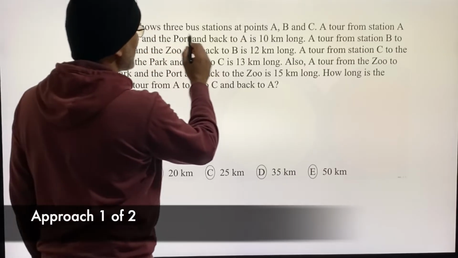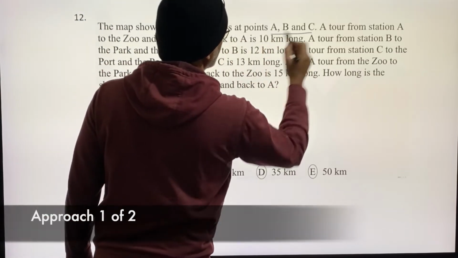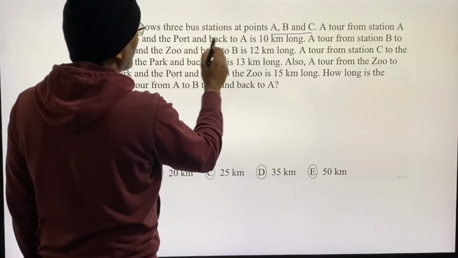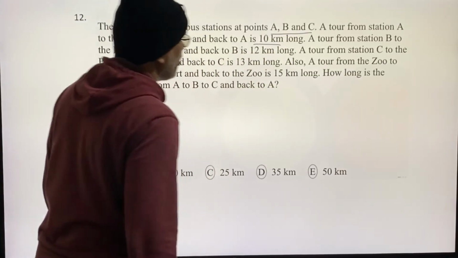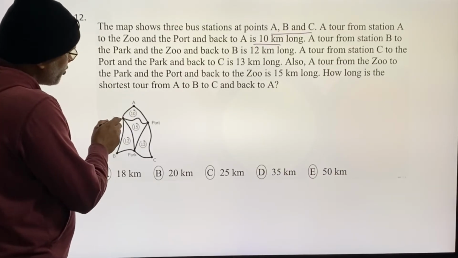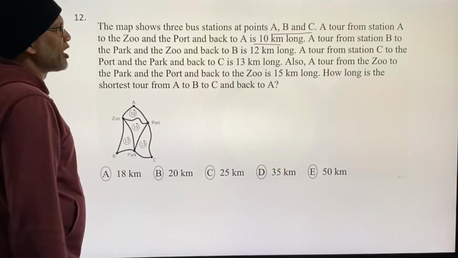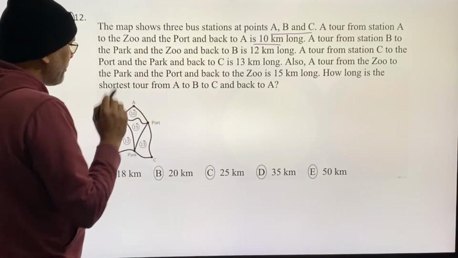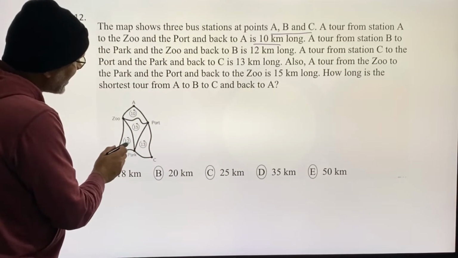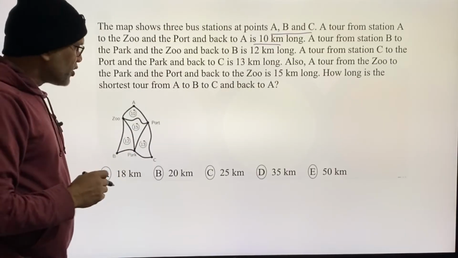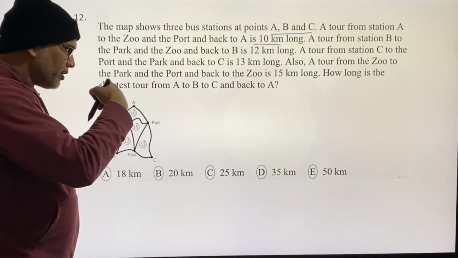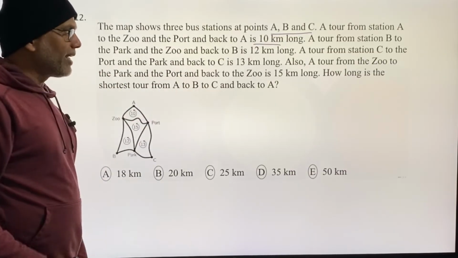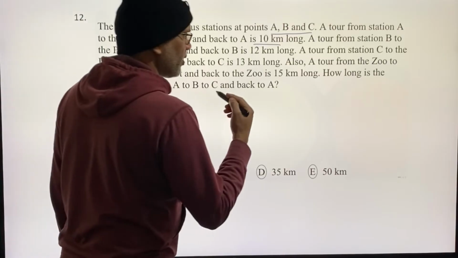The map shows 3 bus stations at points A, B and C. A tour from station A to the zoo and the port and back to A is 10 km long. So basically A to zoo to port and back to A is 10 km long. A tour from station B to the park. Basically, inside each triangle there is a number written that tells me how long it is to go around that triangle one time, right? So I'll skip reading the rest. Let's read what we want.